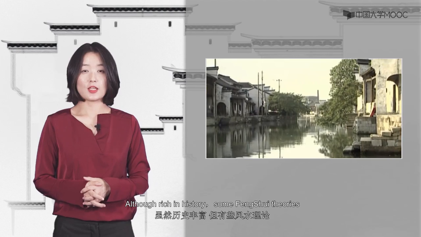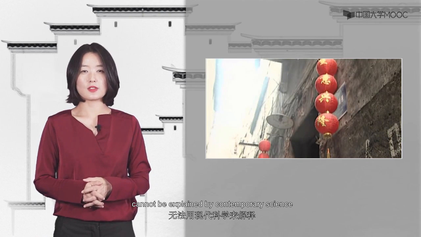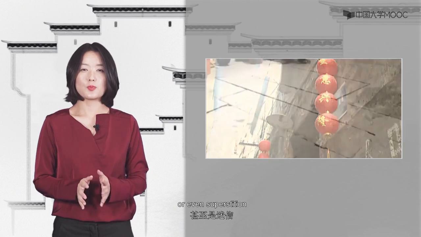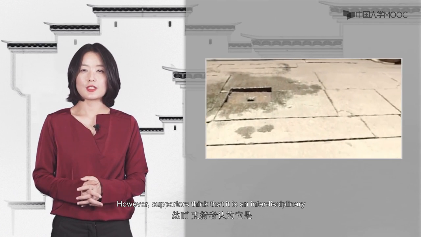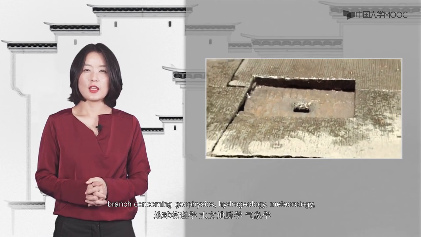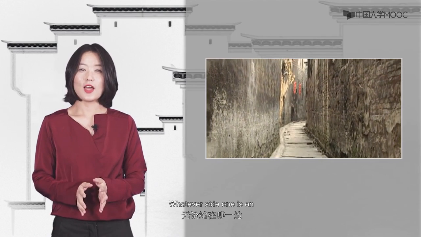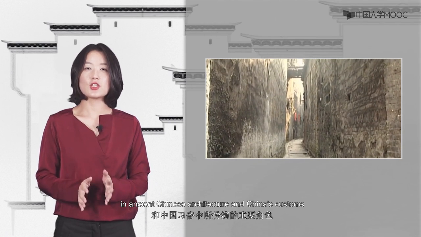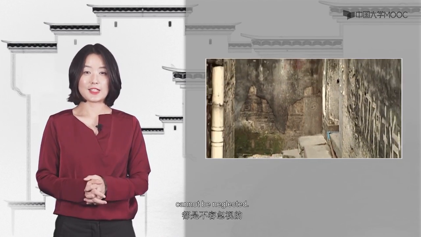Although rich in history, some feng shui theories cannot be explained by contemporary science. Thus, some consider it only a belief or even superstition. However, supporters think that it is an interdisciplinary branch concerning geophysics, hydrogeology, meteorology, architecture, and ecology. Whatever side one is on, the critical role that feng shui has played in ancient Chinese architecture and China's customs cannot be neglected.